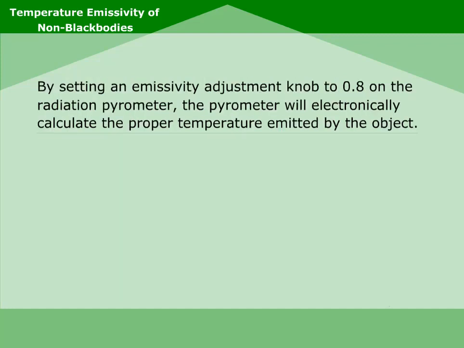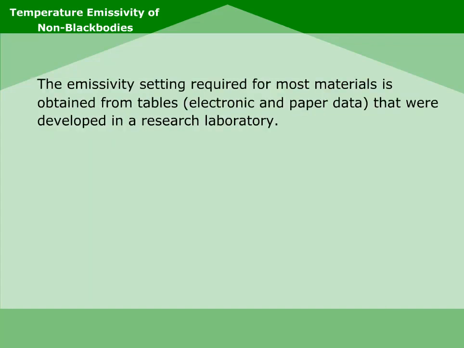By setting an emissivity adjustment knob to 0.8 on the radiation pyrometer, the pyrometer will electronically calculate the proper temperature emitted by the object. The emissivity setting required for most materials is obtained from the tables, electronic and paper data, that were developed in a research laboratory.